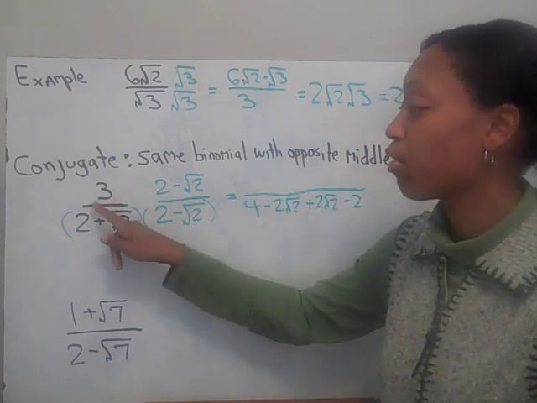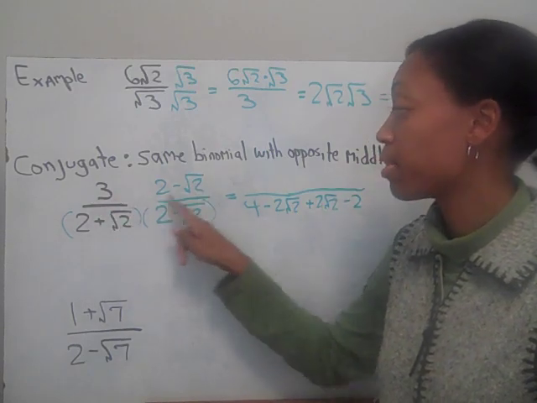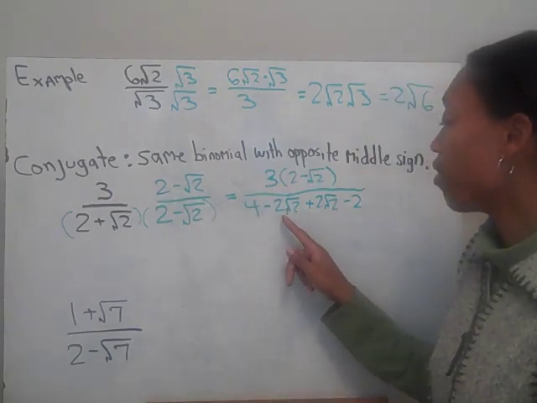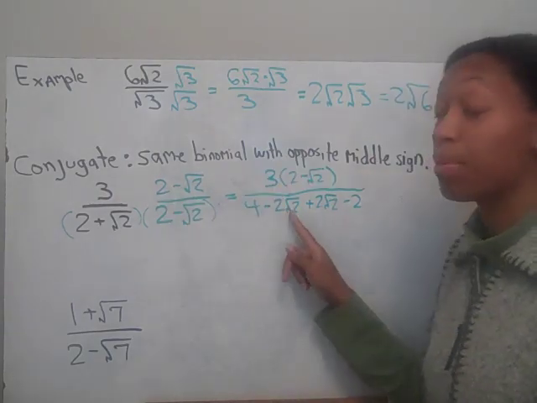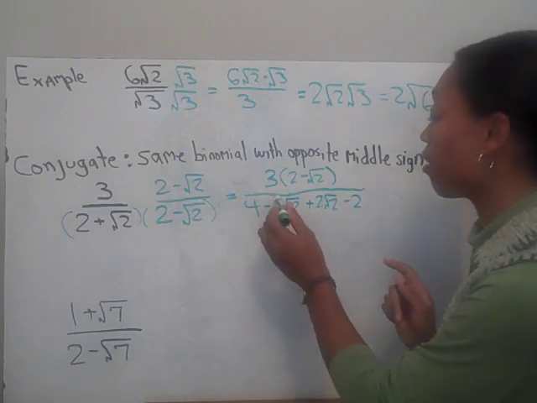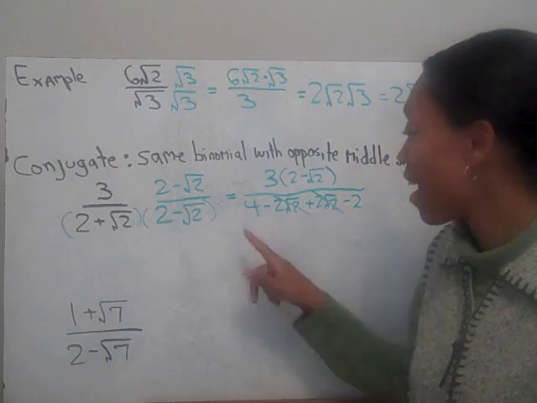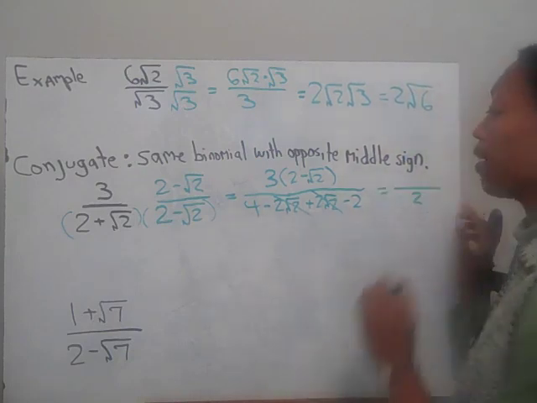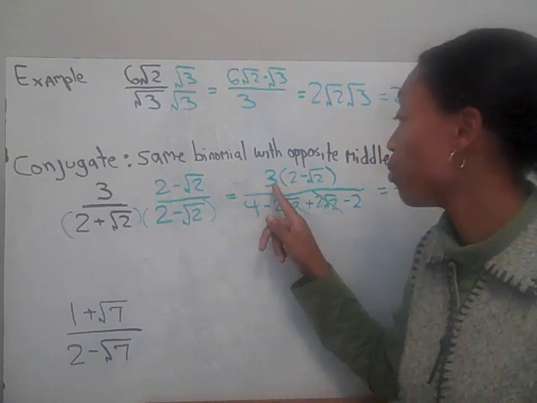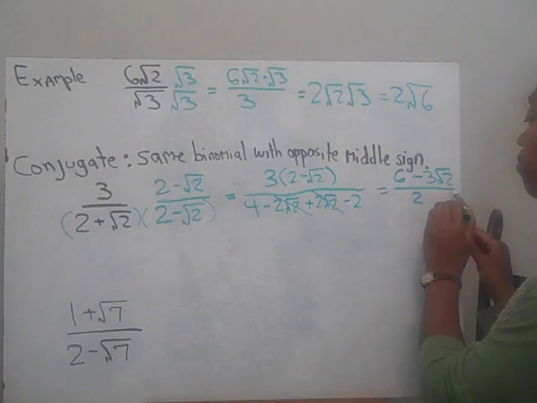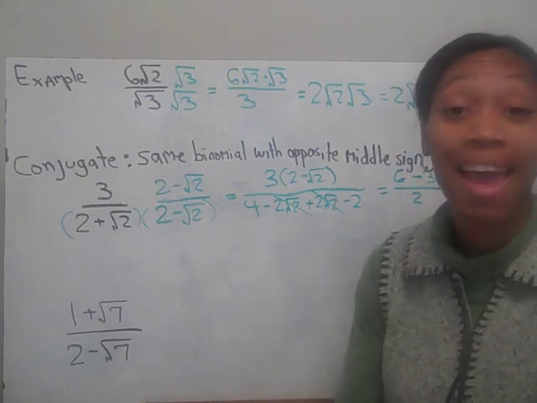And in the numerator I have 3 times 2 minus square root of 2. In the denominator, negative 2 square root of 2 and positive 2 square root of 2 cancel out. Good. And 4 minus 2 gives me 2. In the numerator we have to distribute 3 square root of 2. And that's the answer.